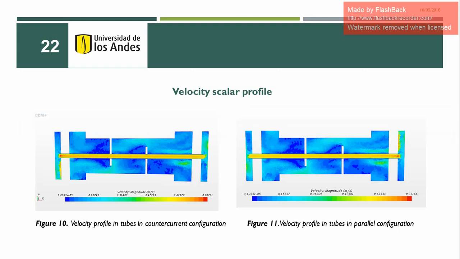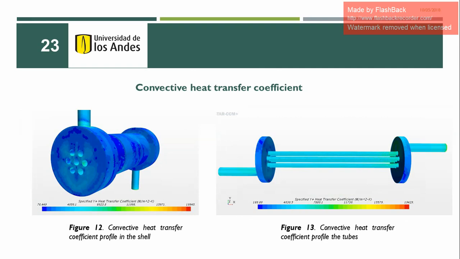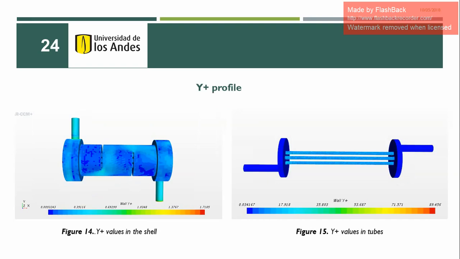Something important to highlight here is that baffles make the velocity in the shell decrease along the exchanger, and lower velocity regions correspond to regions of better heat transfer. In this slide, we can see that the heat transfer coefficients are lower for the shell fluid than for the one in the tubes. Also, it can be seen how in regions where temperature differences are greater, the heat transfer coefficient is greater. These regions are where there is contact between the tube's fluid and the solid, and between the shell and the solid. Here we can see the Y plus values.